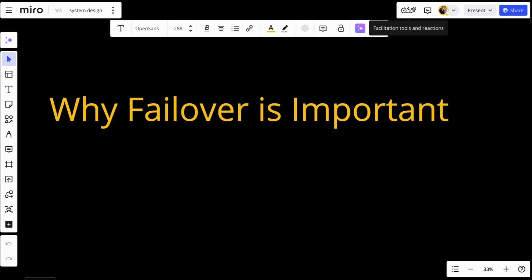Think of failover like having a spare tire for your car. If one tire goes flat, you have a spare that allows you to keep moving without being stranded on the side of the road. In system design, failover is the spare tire that ensures continuous service.